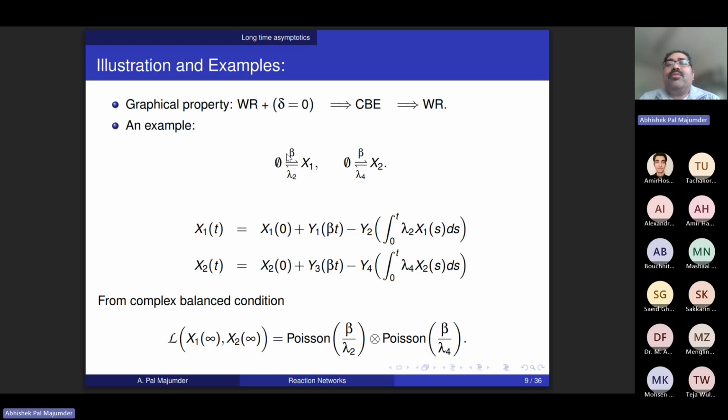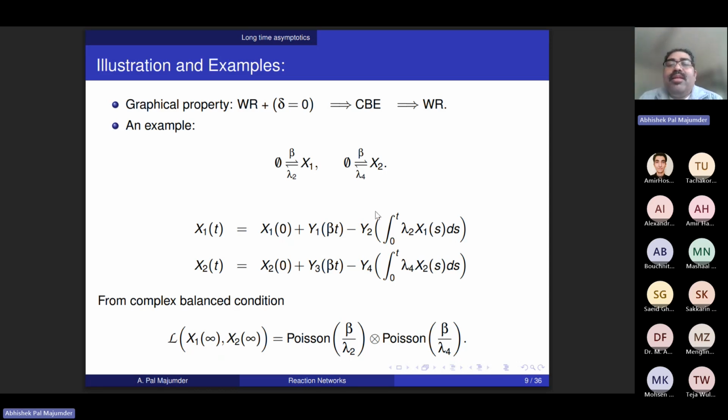It has a complex balance equilibrium, and then using the last result, we can show that the species counts x1 and x2 at infinity, or the equilibrium distribution, can be expressed as a product of Poisson beta by lambda 2 and Poisson beta by lambda 4. Here beta by lambda 2 and beta by lambda 4 are basically the complex balanced equilibrium quantities.